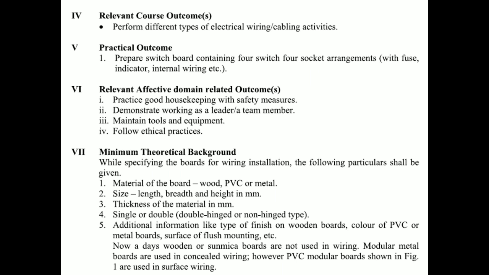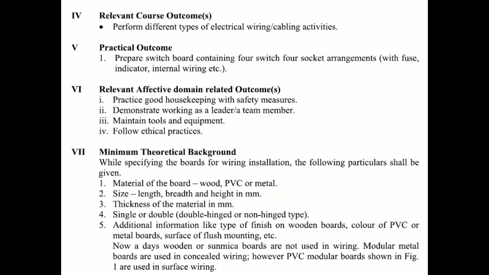Then fifth, additional information like type of finish for wooden boards, color of PVC or metal boards, surface or flush mounting, etc. We have to know what type of wooden boards we are going to use. If we use PVC boards, then what should be the color of that PVC board? Also the metal board color needs to be decided before starting this experiment. And we also have to be aware of the surface or flush mounting.